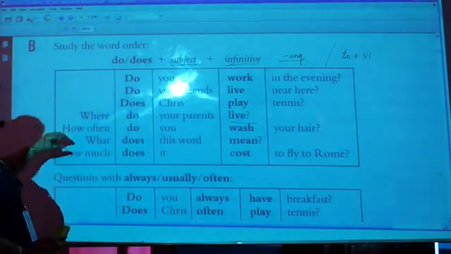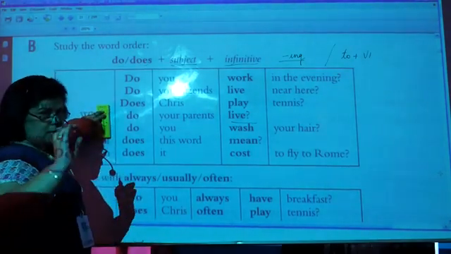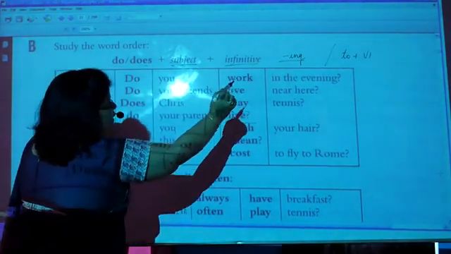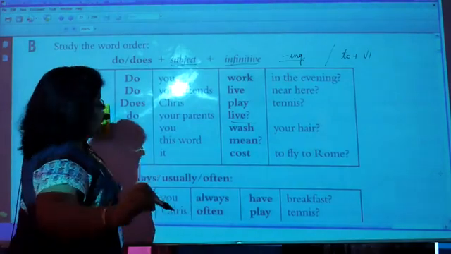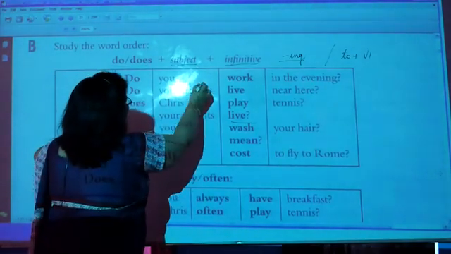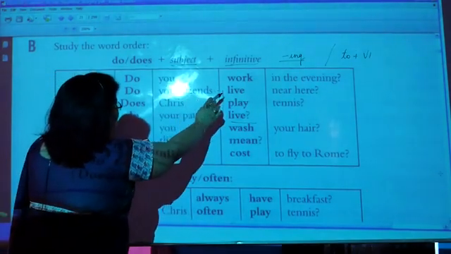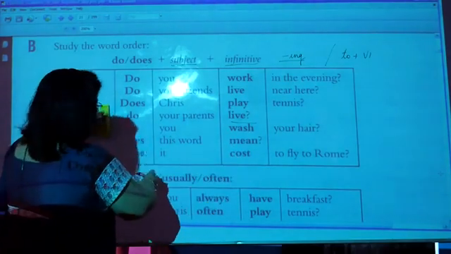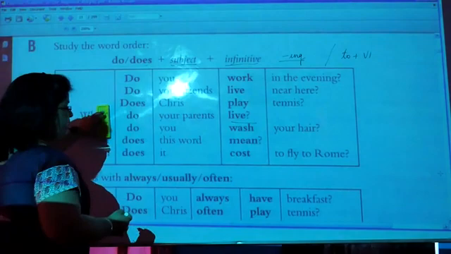Let's see. If we are making the question with do or does, अगर do or does से question बना रहे हैं, do you work in the evening? क्या तुम इवनिंग में काम करते हो? So, do you work in the evening? Do your friends live near here? Near here or near somewhere? Does Chris play tennis? Right?